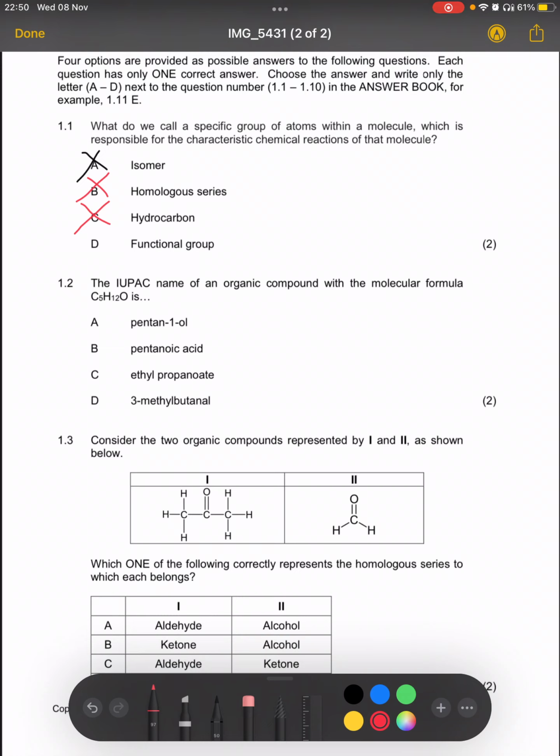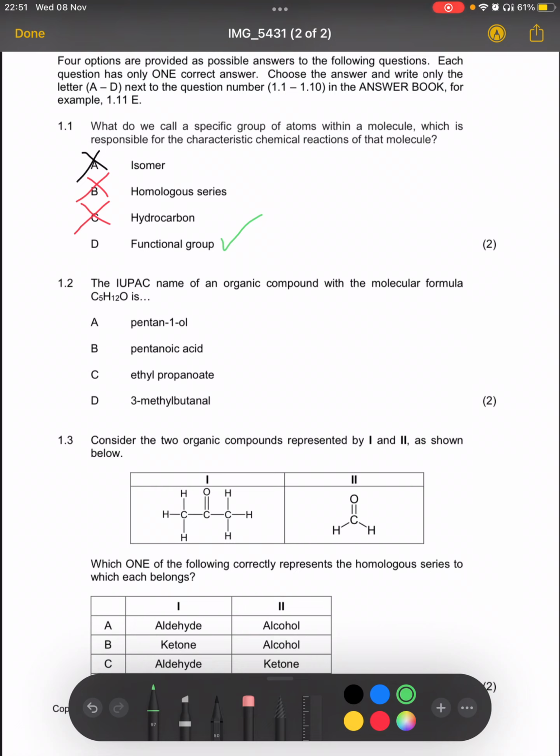definitely a functional group, as would be explained per exam guideline, is a group of atoms or bonds in a molecule that are responsible for the characteristics of a chemical reaction of that molecule. So our correct answer here would be functional group.